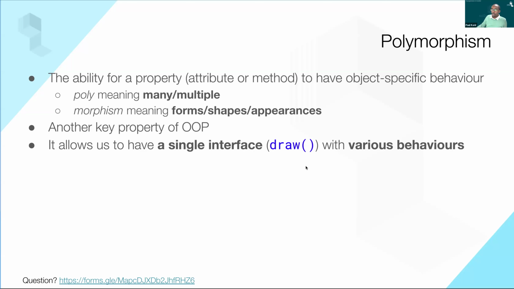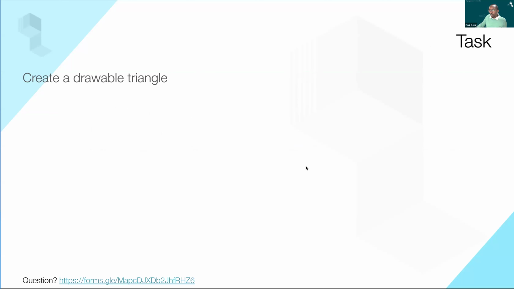Behaviors that depend on the particular circumstances. Now, I'm going to give you a challenge. Can you create a drawable triangle? So here what you'll need to do is, let me just write for you on the screen. There'll be a number of things you need to do.